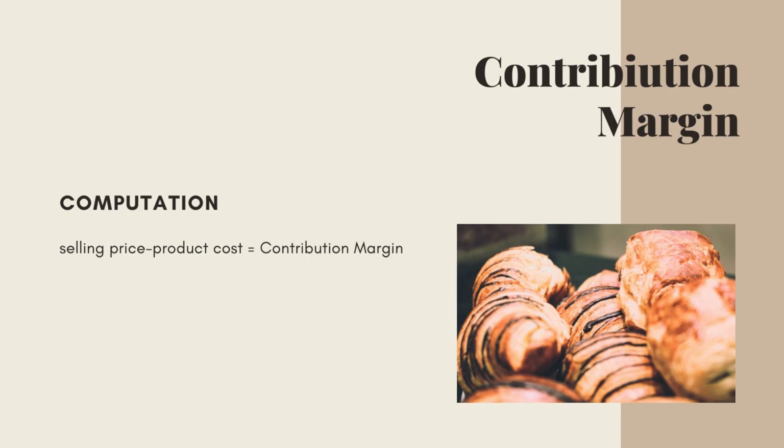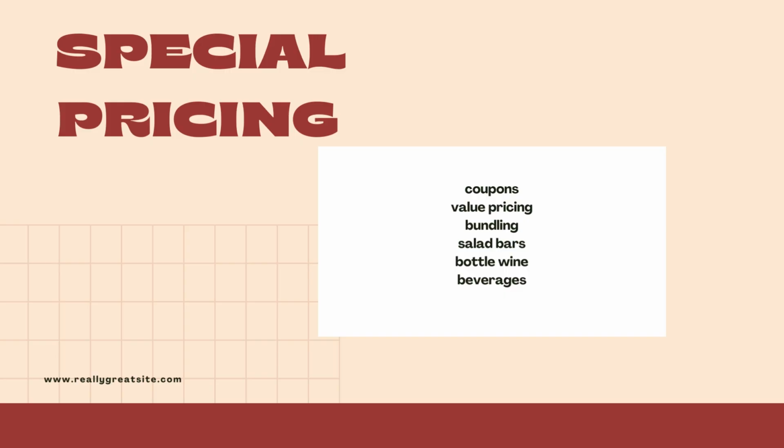then 45 pesos is your contribution margin. So, special pricing can also contribute to the pricing of the products and services, wherein sometimes you give coupons, you give value pricing, like the bundle. The value pricing is like the combo, wherein they could save money out of that price. Then they have bundles like mix and match. We also try to connect the salad bars to the menu, and then we put in a free bottle of wine, and then we combo it with the beverages, so that's special pricing.